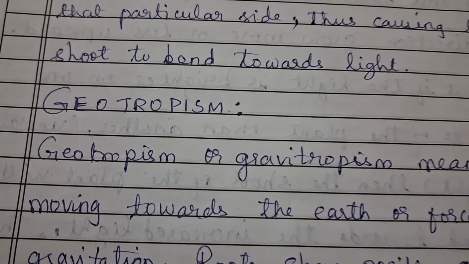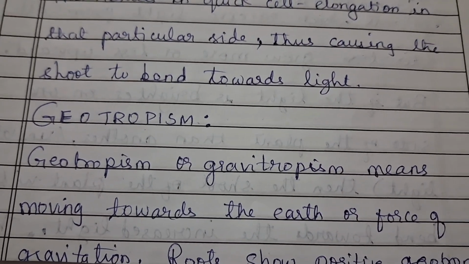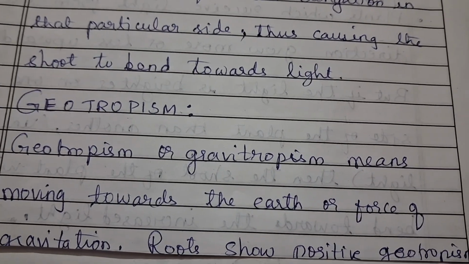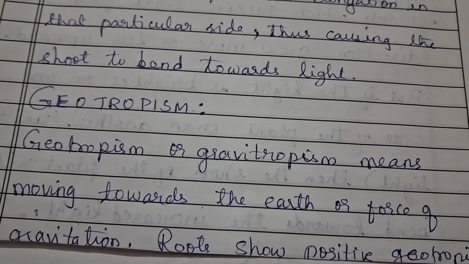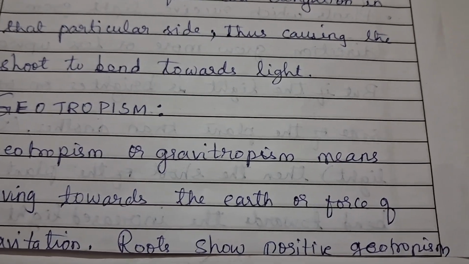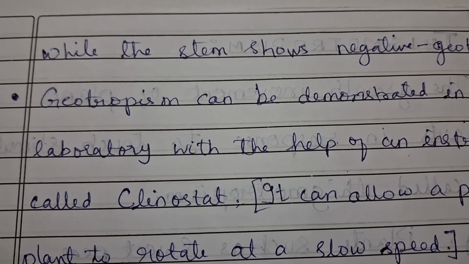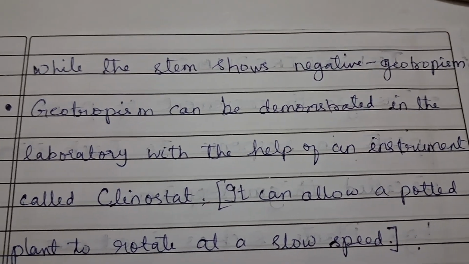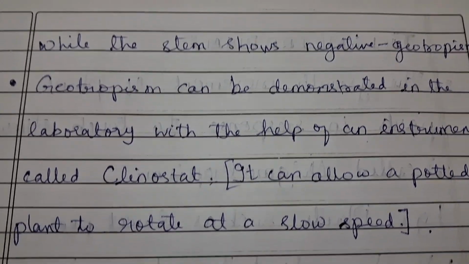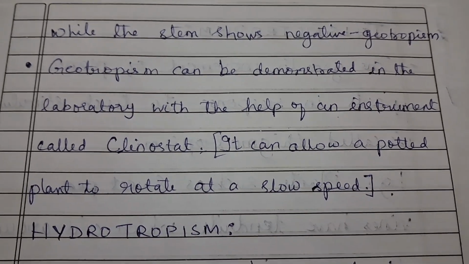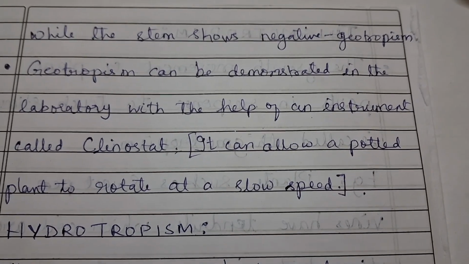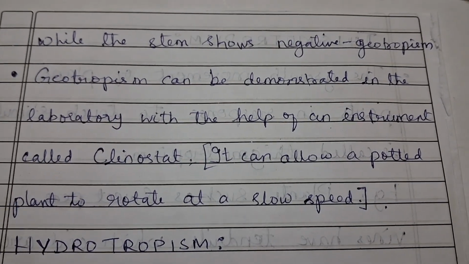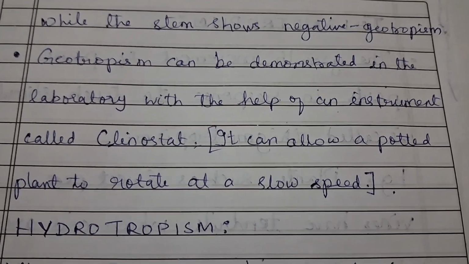The next one is geotropism. Geotropism or gravitropism means moving towards the earth or force of gravitation. Roots show positive geotropism while the stem shows negative geotropism. Geotropism can be demonstrated in a laboratory with the help of an instrument called a clinostat. It allows the potted plant to rotate at a slow pace.